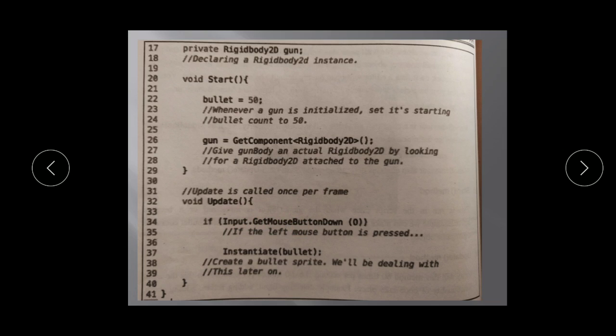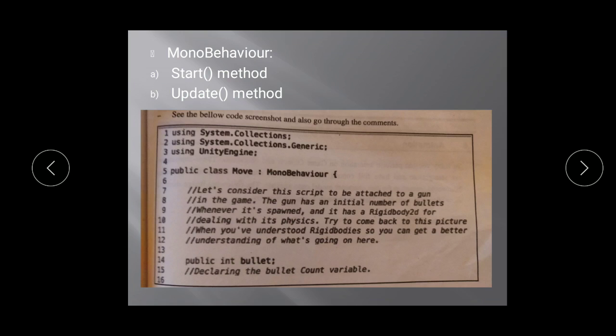MonoBehaviour is the first class. In MonoBehaviour you have two methods, the Start method and the Update method.